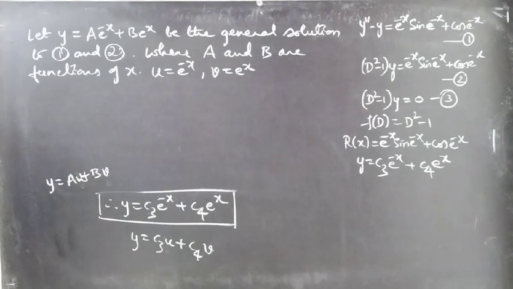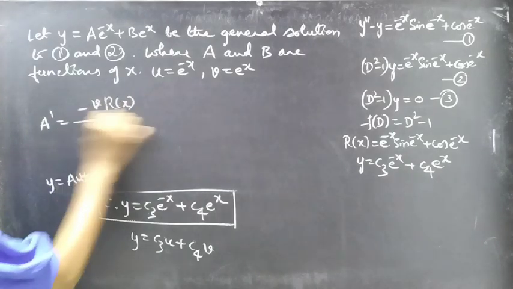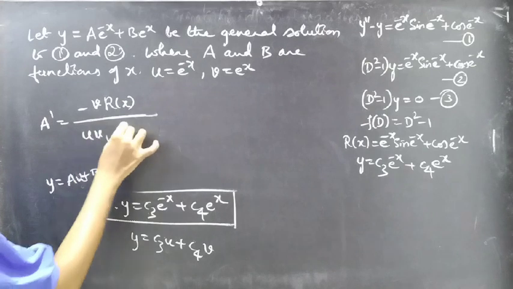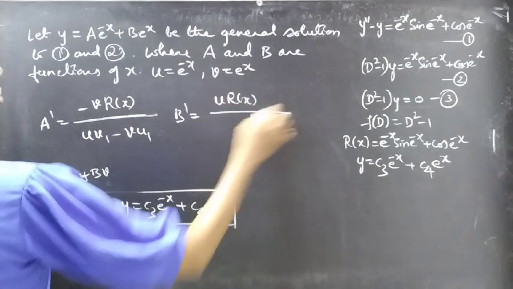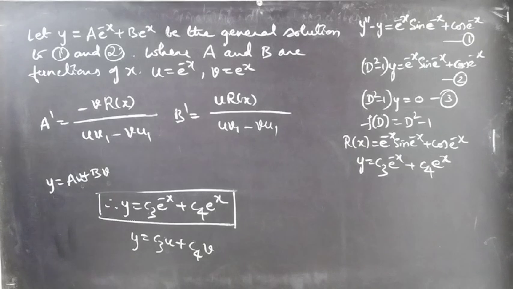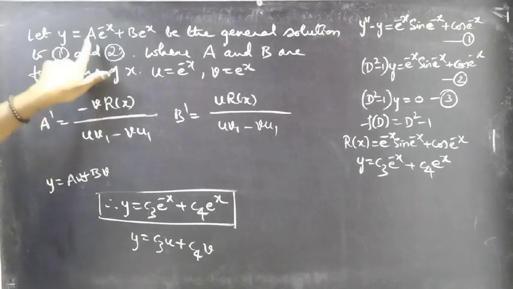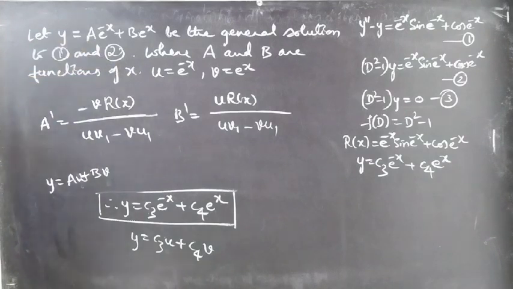Now, we'll find a and b using a dash and b dash. A dash is given by minus v into r of x by uv1 minus vu1, and b dash is given by u into r of x by uv1 minus vu1. If you notice, you are having uv1 minus vu1 in both the formulas, so we'll begin with uv1 minus vu1. Later we'll find a dash, a, b dash, b. Finally, we'll substitute a and b in this equation to get the general solution to our problem. Now coming to uv1 minus vu1.